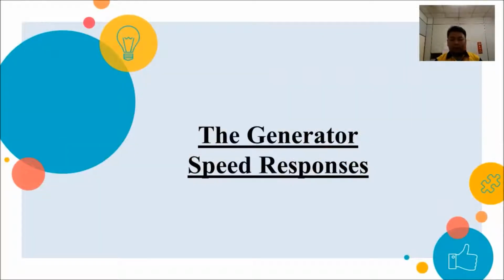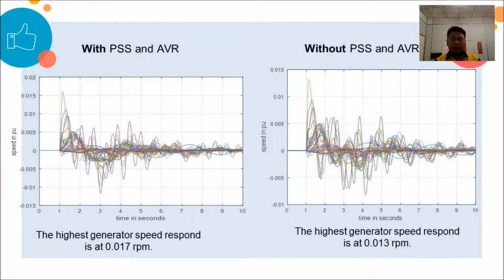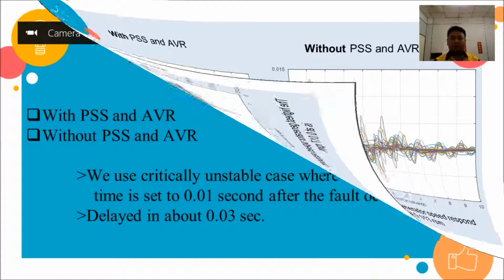The generator speed response. For the with PSS and AVR condition, the highest generator speed response is 0.017 per unit RPM. For the without PSS and AVR condition, the highest generator speed response is 0.013 per unit RPM.